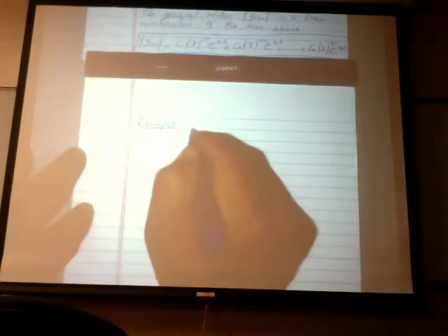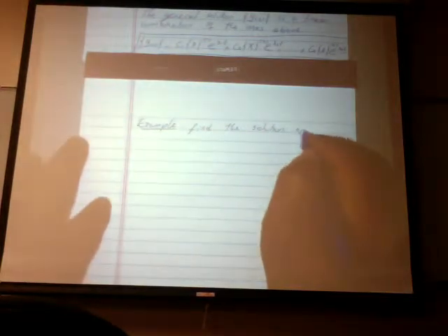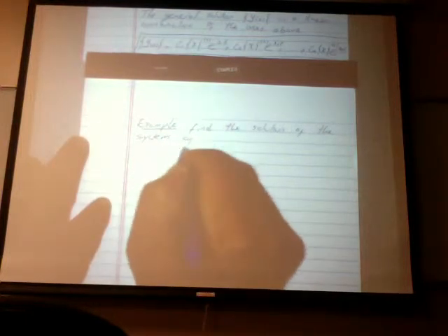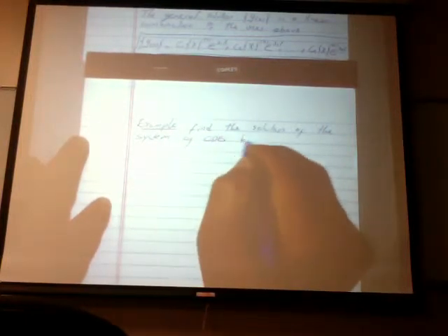All right, so let's work on an example. You'll see that this is actually pretty simple. So find the solution of the system of ODEs below.